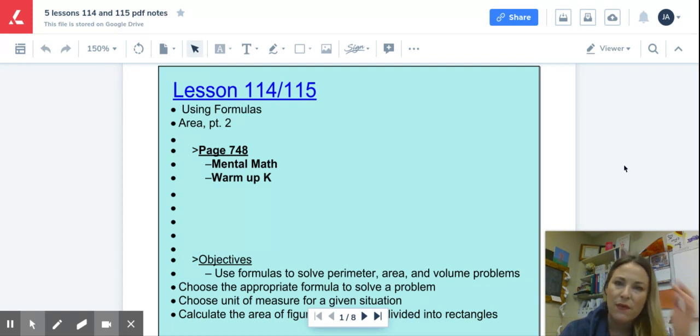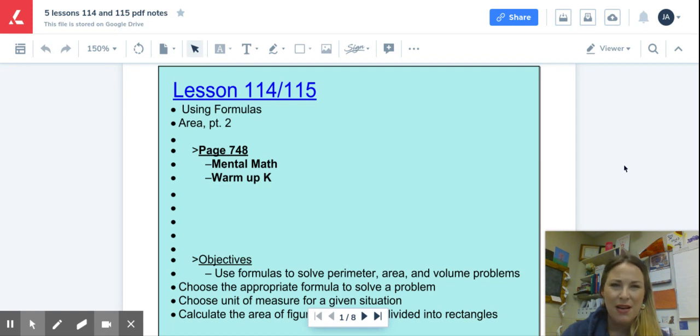So just reviewing the formulas that we know regarding perimeter and area and volume, all three really important concepts in fifth grade math. And then also touching on lesson 115, where we're expanding our knowledge about area. And this touches into a sixth grade math standard, which is finding area of complex shapes.